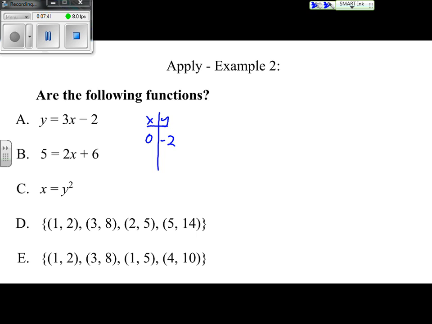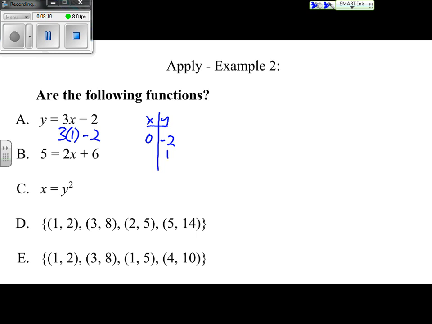And again, how did I do that? I did 3 times the 0 that I'm plugging in for x, minus 2. 3 times 0 becomes nothing, and then I'm just left with minus 2, and that's what my y would be equal to. So y would equal negative 2. Now I can keep doing that for other values. I could do that for 1, and I would do 3 times 1 minus 2. 3 times 1 is 3, minus 2 gives me 1.